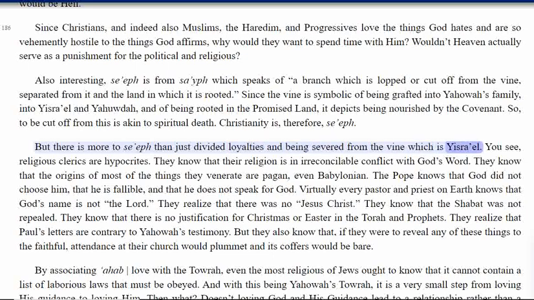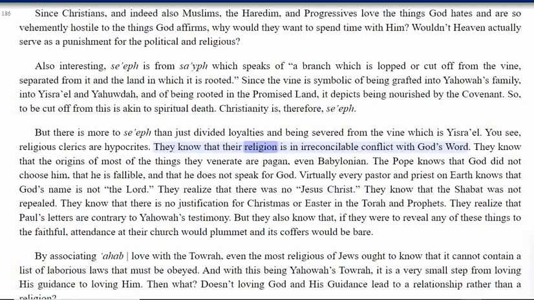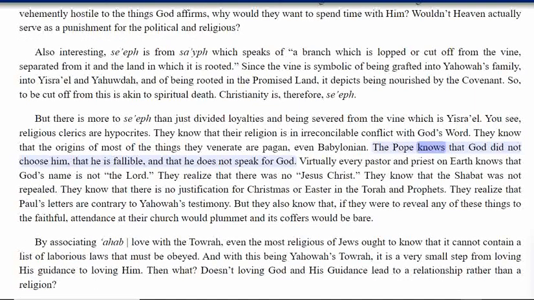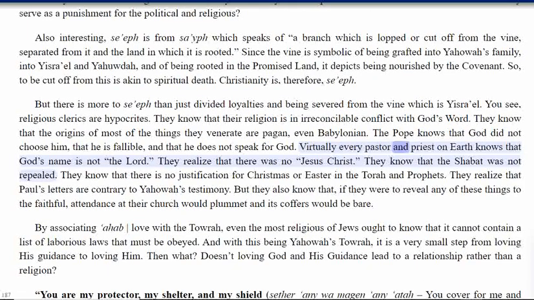But there is more to Sif than just divided loyalties and being severed from the vine which is Yisrael. You see, religious clerics are hypocrites. They know that their religion is in irreconcilable conflict with God's word. They know that the origins of most of the things they venerate are pagan, even Babylonian. The Pope knows that God did not choose him, that he is fallible, and that he does not speak for God. Virtually every pastor and priest on earth knows that God's name is not the Lord.